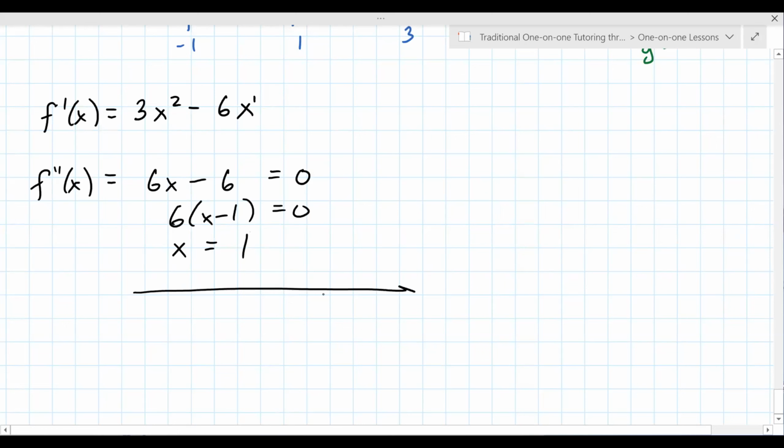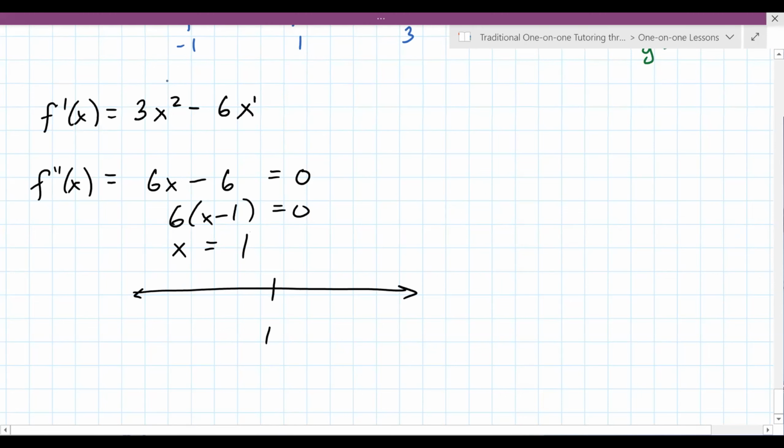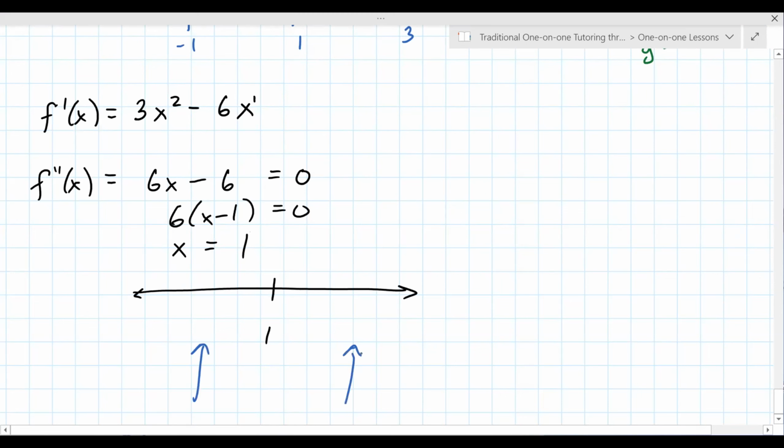Okay, so now this does not guarantee that there is an inflection point. You've got to test points on both the left and the right. Like we might test 0 and 2. What are the signs that go in here? You're testing them in this factored form. When you plug in 0, you get a negative, and when you plug in 2, you get a positive. So there's an inflection point at x equals 1 because it changes sign there.